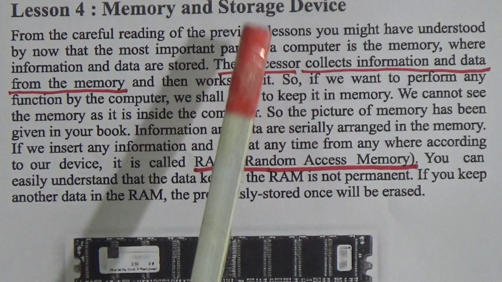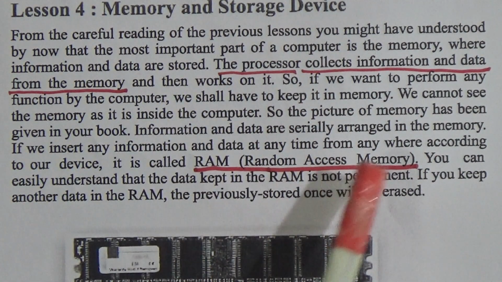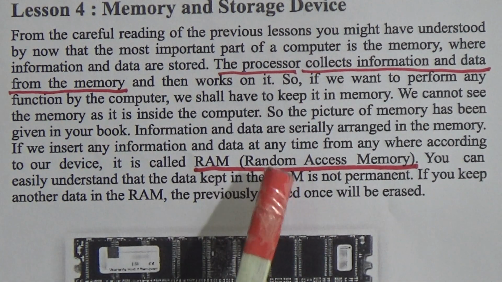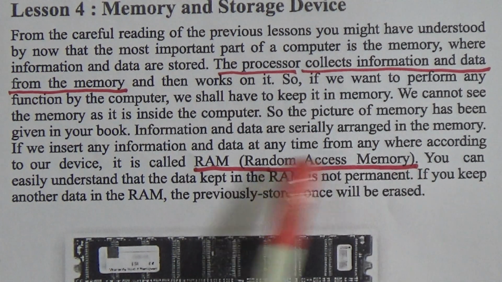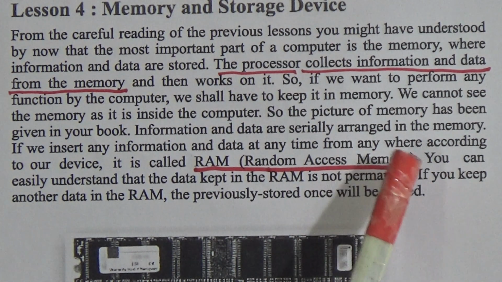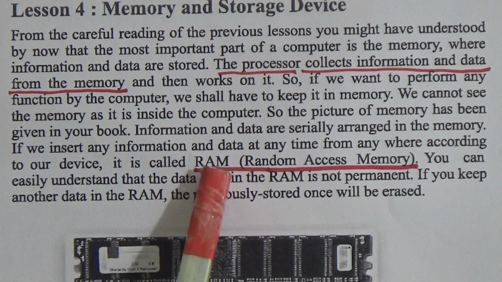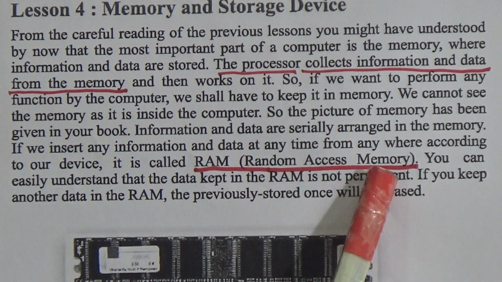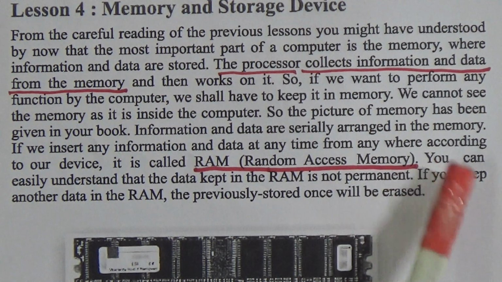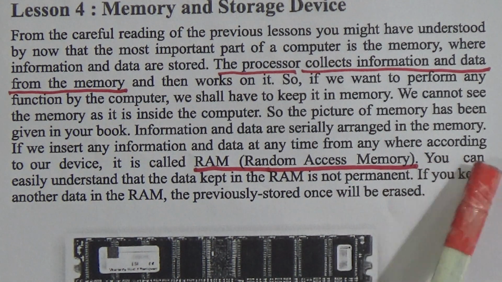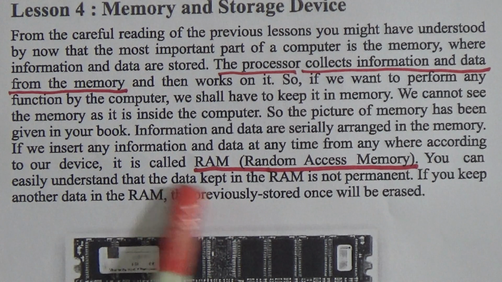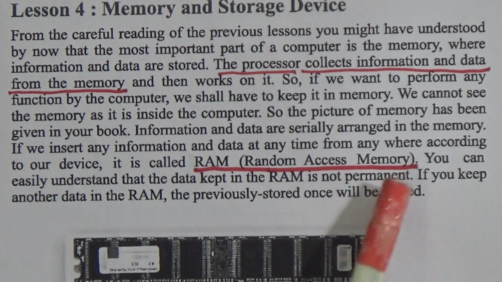Student, we know that memories can be divided into two types. One is RAM, that means random access memory, and another is ROM, read-only memory. Here it is given, RAM, random access memory. It is a temporary memory. You can easily understand that the data kept in the RAM is not permanent. That means it is temporary.